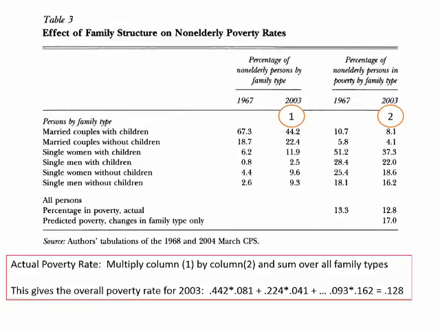To arrive at the overall poverty rate for 2003, we simply multiply each number in the column labeled 1 by the poverty rate for the column labeled 2 and add up those products. This produces the overall poverty rate in that year of 12.8%.